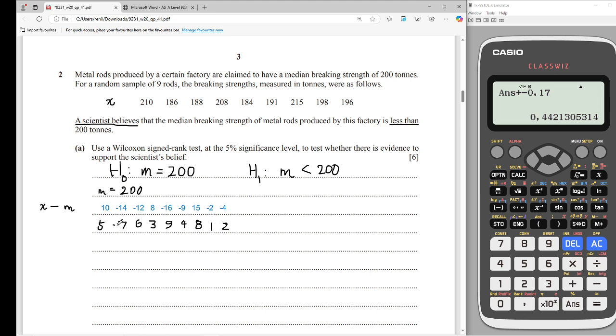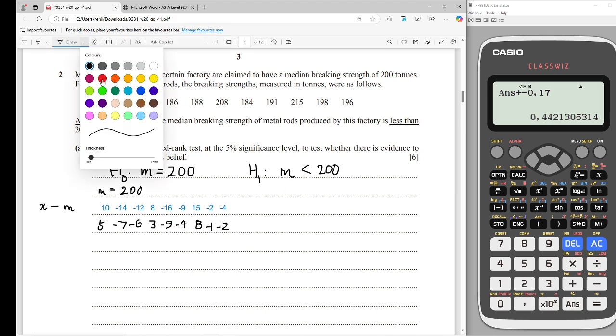Negative 14 means negative 7 is your rank. Negative 12 means negative 6 is the rank. Positive 8 means positive 3 is the rank. And negative 16 means negative 9, negative 9 means negative 4, positive 15 gives 8, negative 2, negative 1, negative 4, negative 2. This is just basically what we need to do.